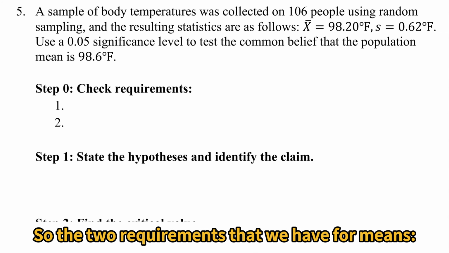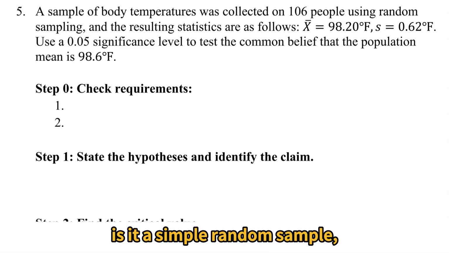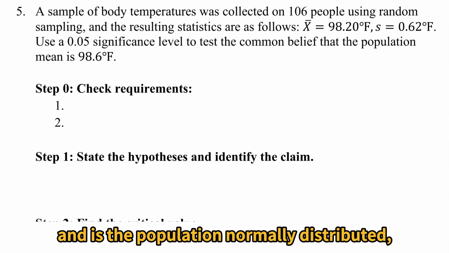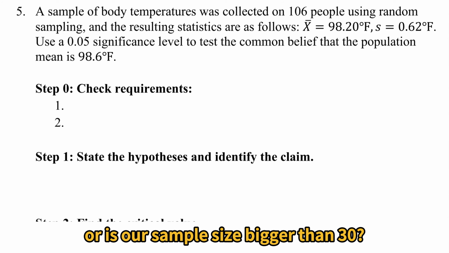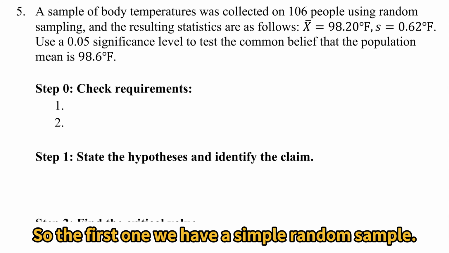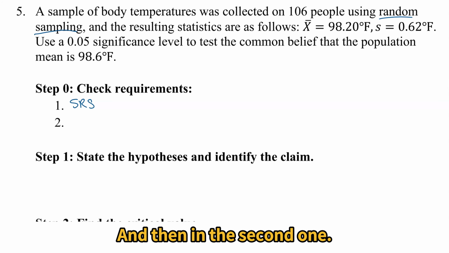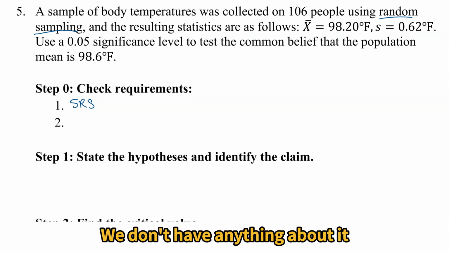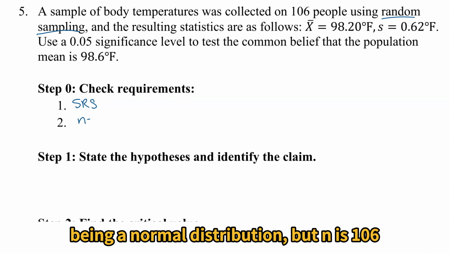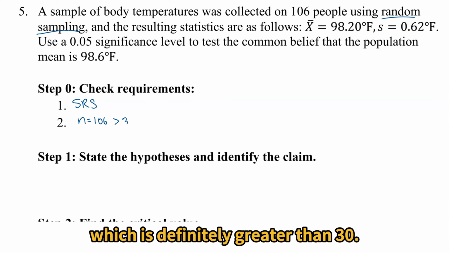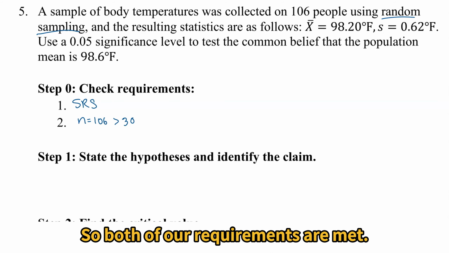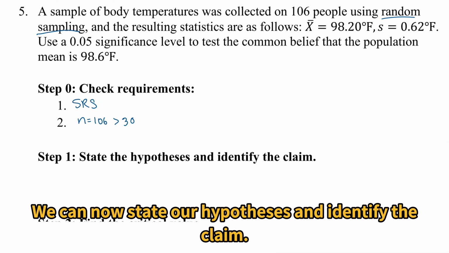So the two requirements that we have for means: is it a simple random sample, and is the population normally distributed, or is our sample size bigger than 30? So the first one, we have a simple random sample. It says we were using random sampling to collect the temperatures. And then in the second one, we don't have anything about it being a normal distribution, but n is 106, which is definitely greater than 30. So both of our requirements are met.